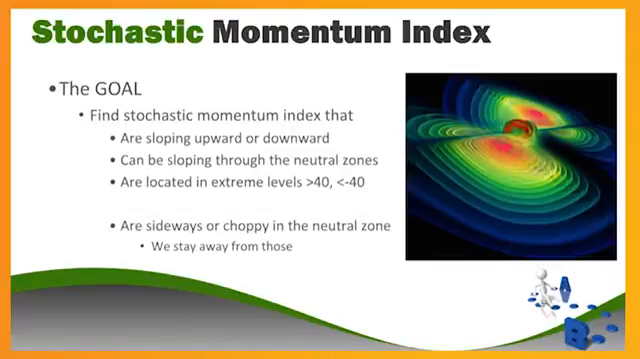the next slide. The goal for us finding the ideal space to trade the stochastic is to find a stochastic that has an image that is sloping upward or downward. If it's sloping upward, you know it's got momentum and acceleration associated with that. I use this concept very often.